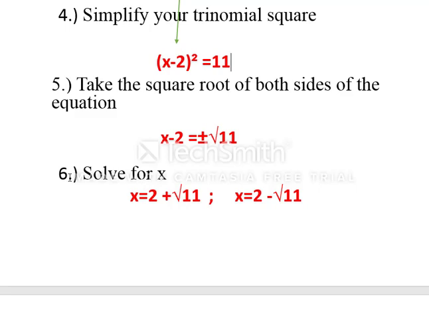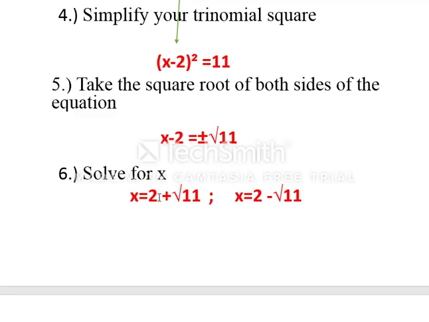In the last step, the sixth step, we will shift this 2 over here. So the equation will become x is equal to 2 plus minus square root of 11. Then we write this equation once using the plus sign and once using the negative sign. So we'll get two equations.